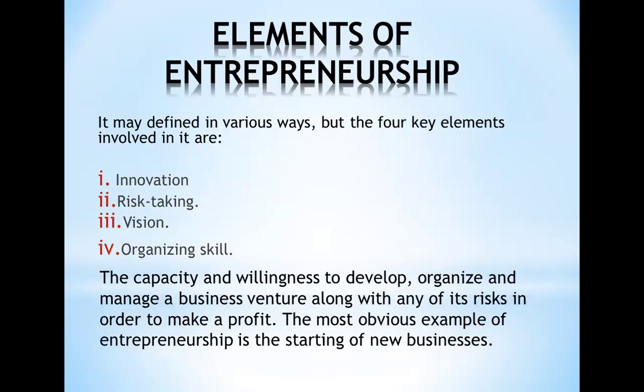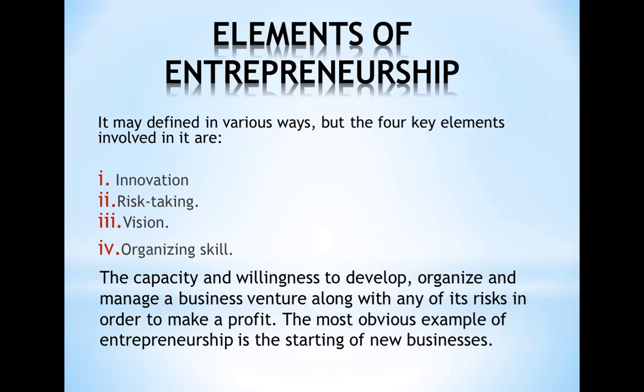Now there are four elements of entrepreneurship. The first is innovation. Innovation in entrepreneurship can be defined as a major catalyst for improving the creativity, character, and thought process of a company. And secondly, the risk taker. That means he should have risk taking capacity. He should face all the internal and the external risk involved in the business, so he should be the risk taker.